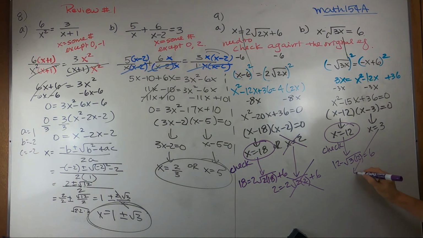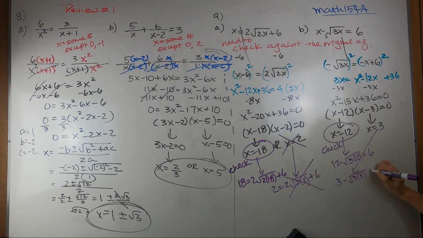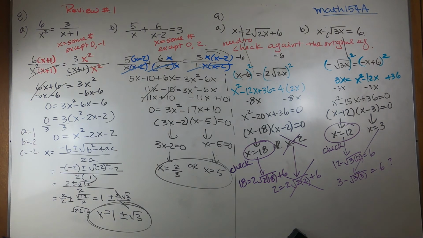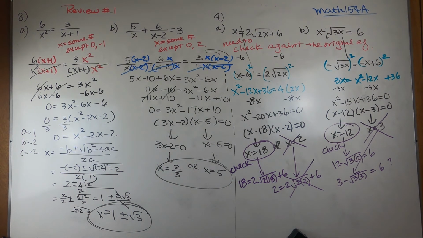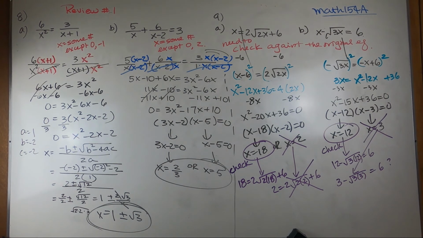Okay. How about this one? I put 3 minus square root of 3 times 3. Is that 6? So that's 3. 3 minus 3 is 0, not a 6. So I cannot use this. So for this one, you only have one answer as well. So you better check because not all the answers working. So if you don't check, of course, you will get some kind of deductions, right?